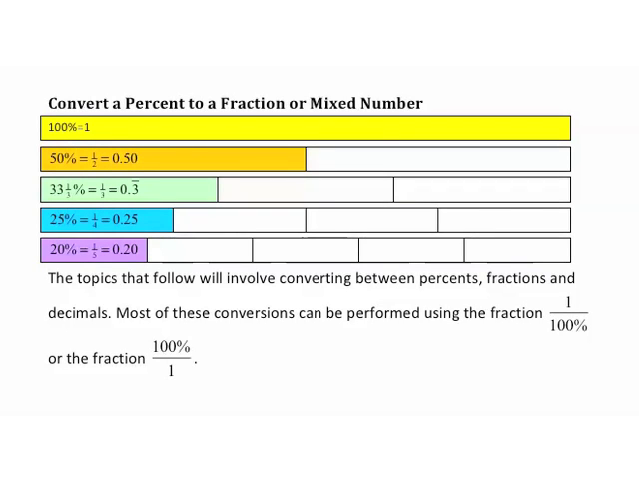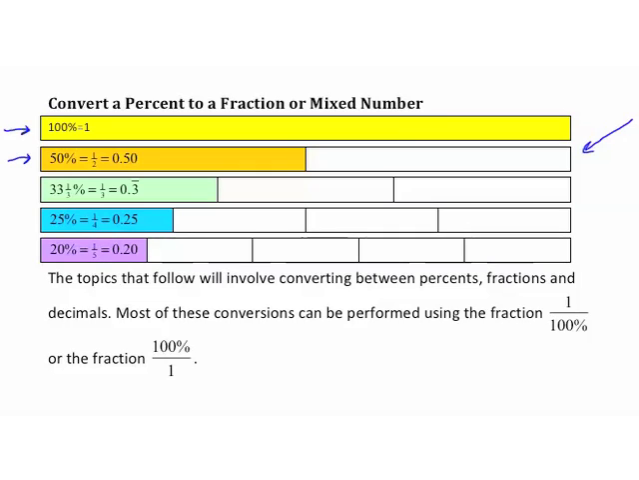Convert a percent to a fraction or mixed number. You can see here we have this chart, and we've seen this chart now with both fractions and decimals, and now we're going to take a look at this chart again with percents. Percents, fractions, and decimals all are used to represent parts of a whole, so they can be interchanged. Taking a look at our first part here, we have the whole thing shaded. That is 100% or 1.